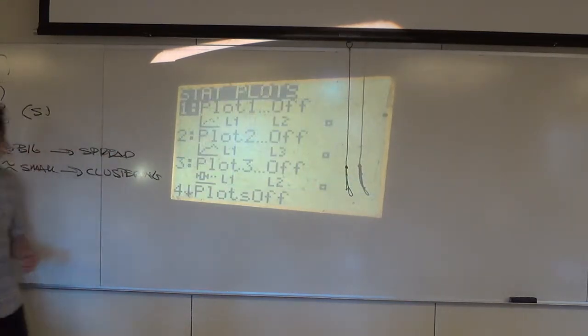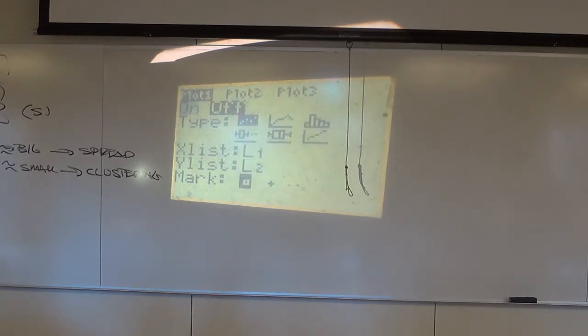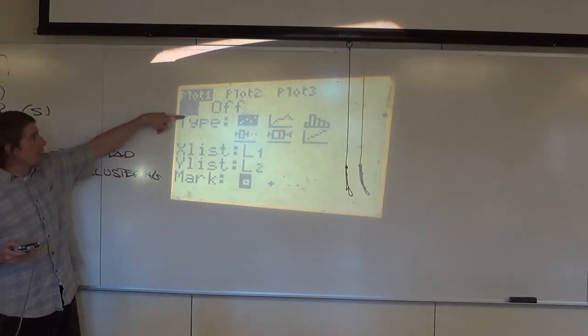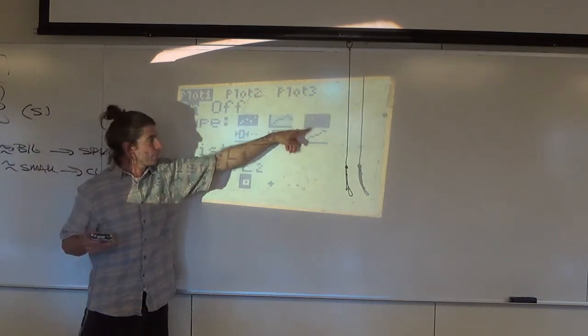Second, Y equals. Plot 1. Turn that bad boy on. And we're going to use a histogram. Now we did this last time, and it's been a week since we did this, so it might not come back to you as easily, but you remember it very, very well. So plot 1, second Y equals, turn plot 1 on, grab a histogram, that guy right there.